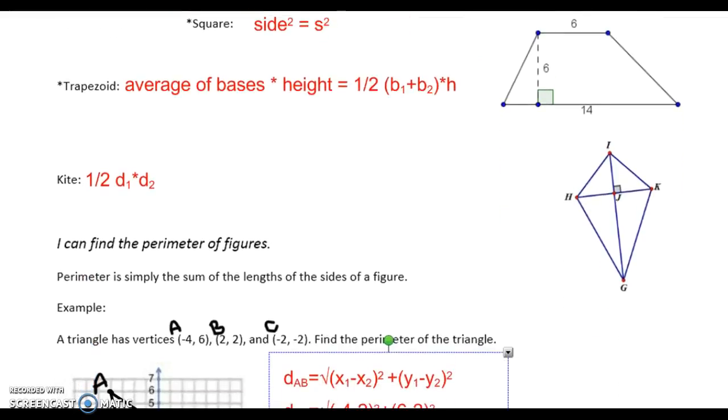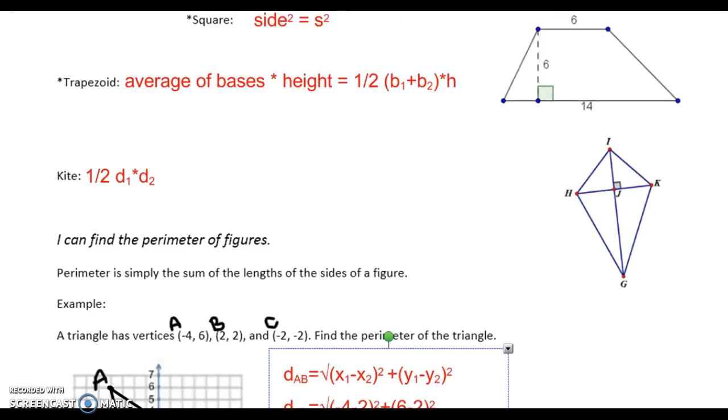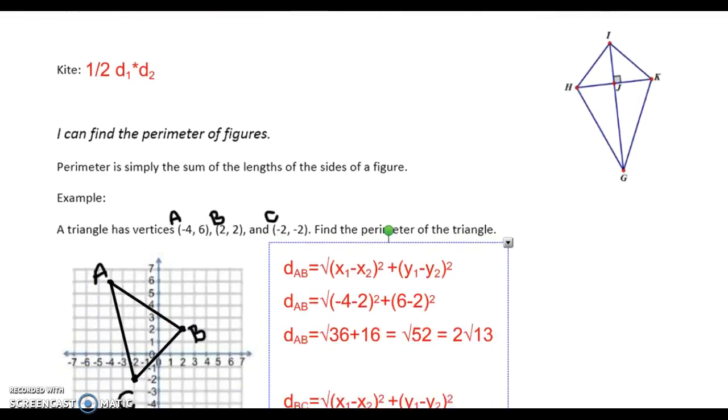A trapezoid is the average of the bases times the height, which is 1/2 (b1 plus b2) times the height. So here you can see we've got 6 and 14 as my bases, so I do 1/2 (6 plus 14) times height of 6. So not too bad. And a kite is the same formula as a rhombus, 1/2 times diagonal 1 times diagonal 2.